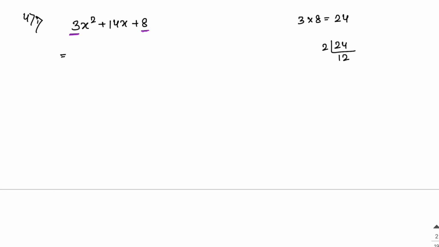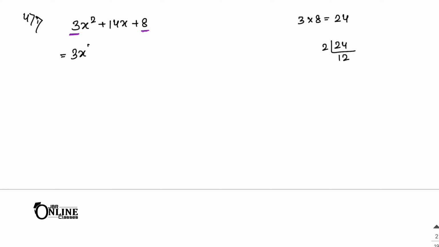Now next, sum number 41. In sum number 41, 3x square plus 14x plus 8. So as here the coefficient of x square is 3 and here the constant number is 8. So do one thing, first multiply 3 into 8, that one equals 24. Now you have to factorize this 24 and you have to make 14. So here 2, then 12. So here 12 plus 2, it becomes 14.